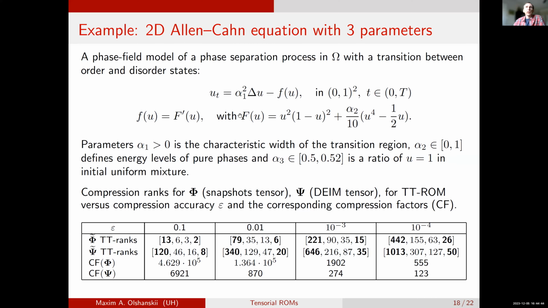So it's nonlinear. So F(u) is the Ginzburg-Landau potential here. We have 3 parameters. Alpha 1 characterizes the width of the transition region. Alpha 2 enters nonlinear terms, defines the energy level of pure phases. Alpha 3 parameterizes our initial condition, how much we have one or another phase in the original region.